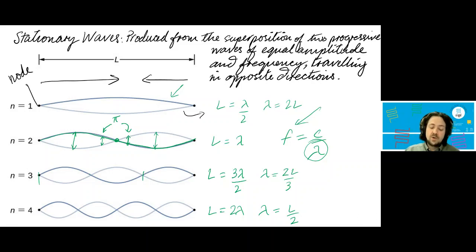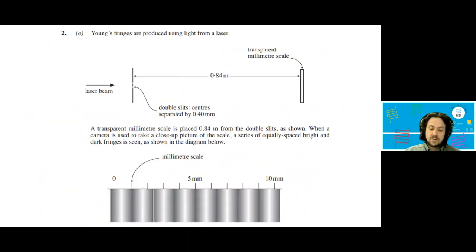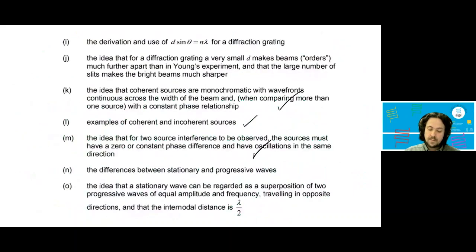All right, and it's worth noting as well that the particles between nodes, all particles in here between these two nodes, will oscillate in phase. So they are all completely in phase between nodes. And I think that is the difference between stationary and progressive waves.